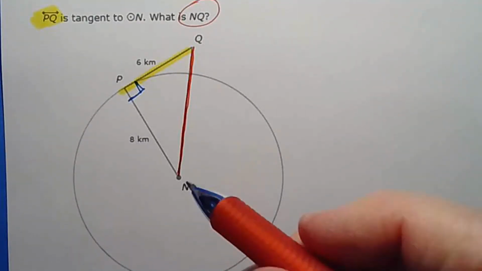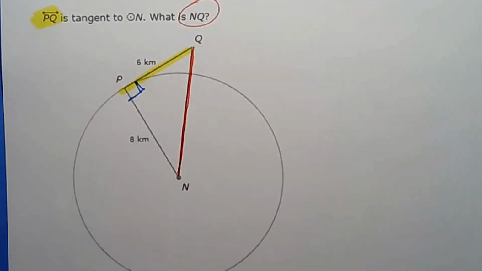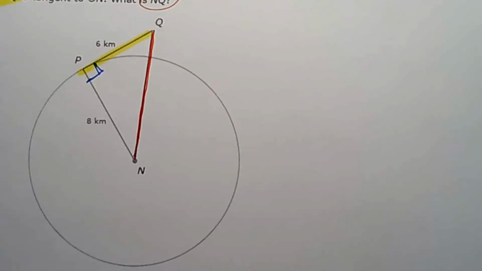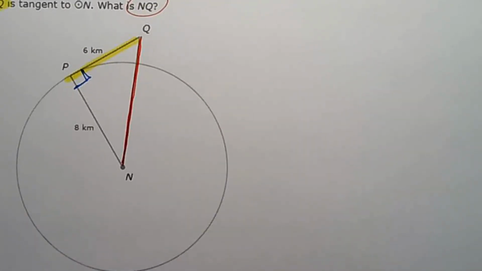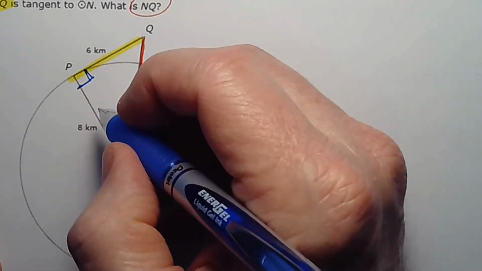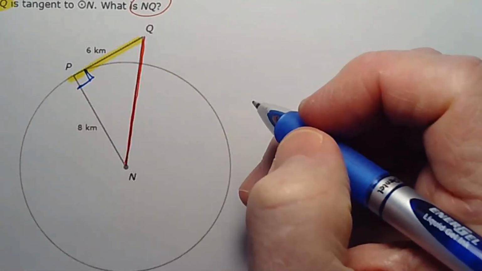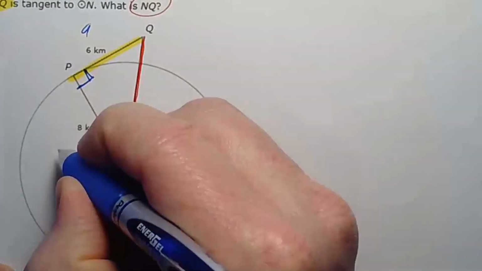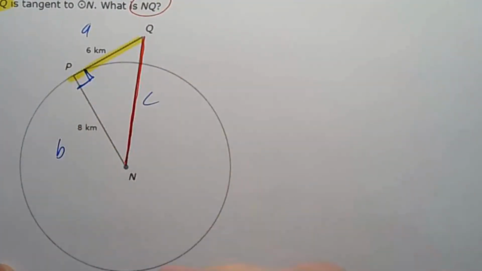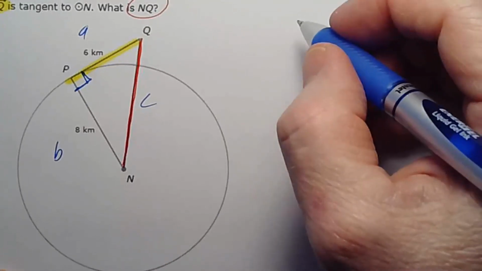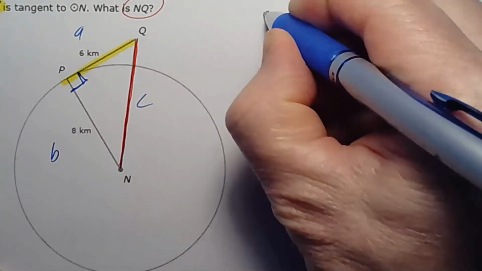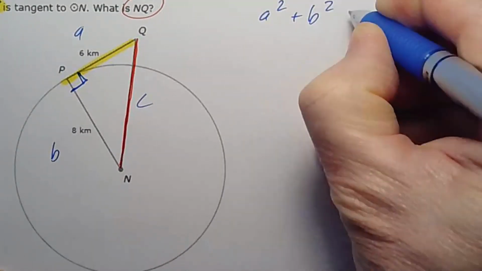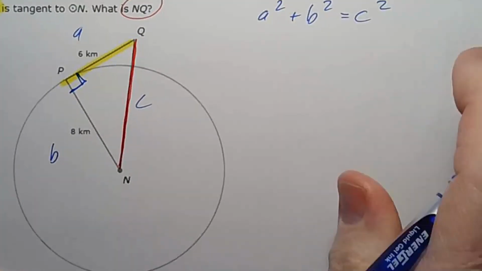Well, this must be a right triangle. What do we use with right triangles? Oh, my favorite theorem. We're going to use the Pythagorean theorem. So let's just do that. We'll call these A, B, and C, just to compare to the use of the Pythagorean theorem. So I've got A squared plus B squared equals C squared.